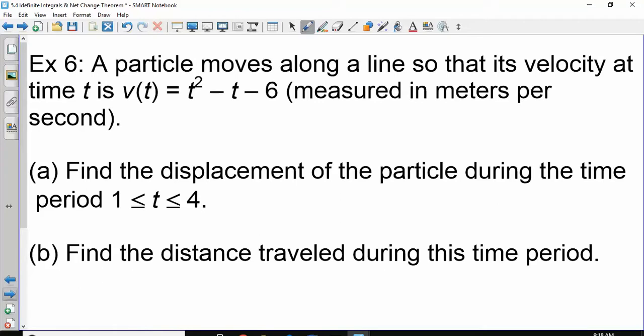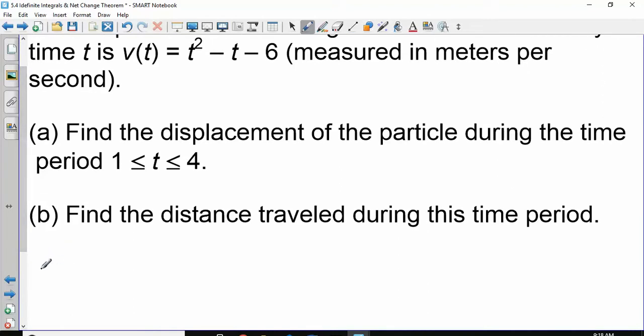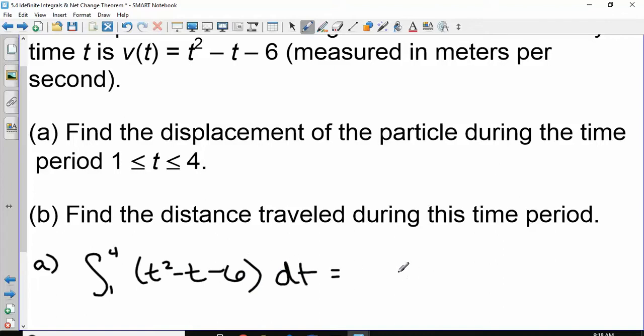We have a particle moving along a line. This is my velocity function. I want to look at the difference between displacement and distance traveled. Okay? Displacement is just how the position changed from where it began. So that is just my antiderivative. So we are just going to integrate. We're going between 1 and 4 of t squared minus t minus 6.